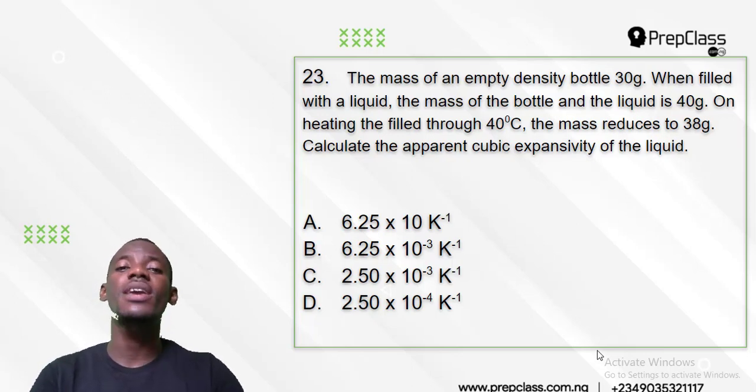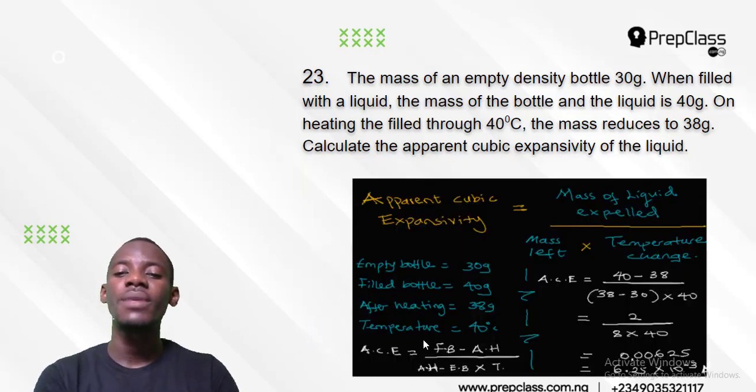Now when you hear the word cubic expansivity, something should come to your mind, right? We have done linear expansivity in school, area expansivity, and volume or cubic expansivity. Now the formula for cubic expansivity is equal to the mass of liquid expelled over the mass of liquid left times the temperature change. In the question we have the empty bottle as 30 grams, filled bottle as 40 grams, after heating as 38, then temperature as 40 degrees Celsius.